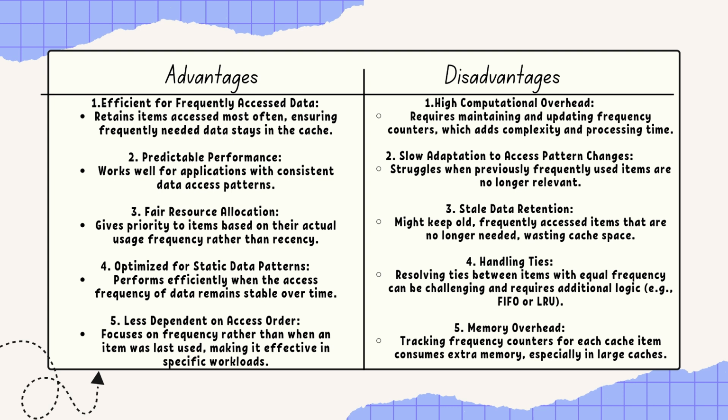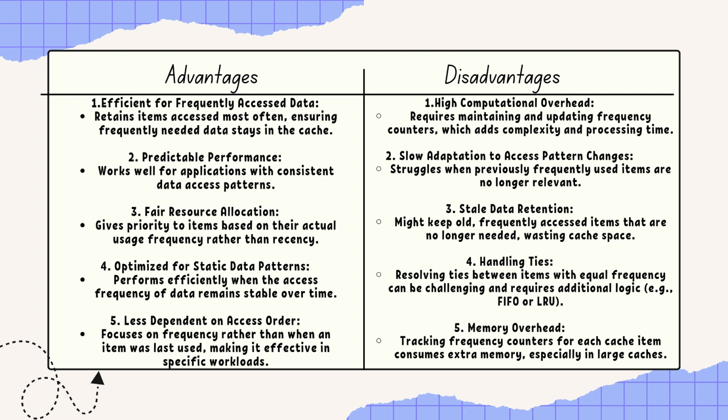So the disadvantages: firstly, high computational overhead. It requires maintaining and updating frequency counters, which adds complexity and processing time. Secondly, slow adaptation to access pattern changes. It struggles when previously frequently used items are no longer relevant. Number 3 is stale data retention. It might keep old, frequently accessed items that are no longer needed, wasting cache space.